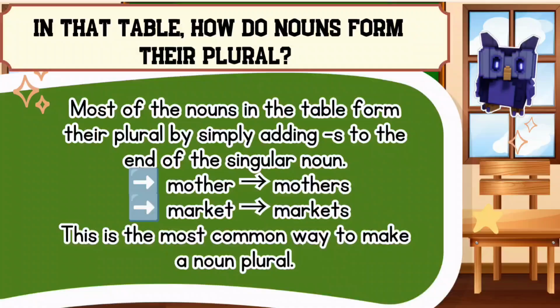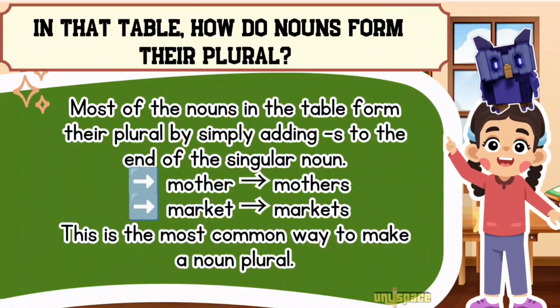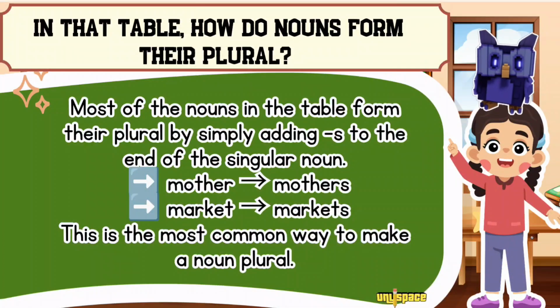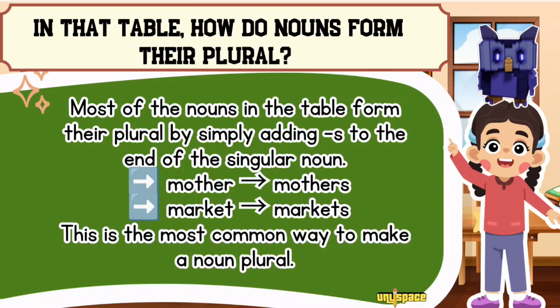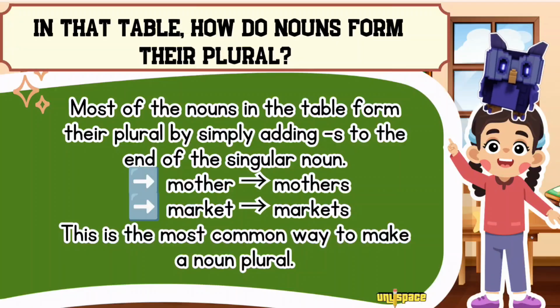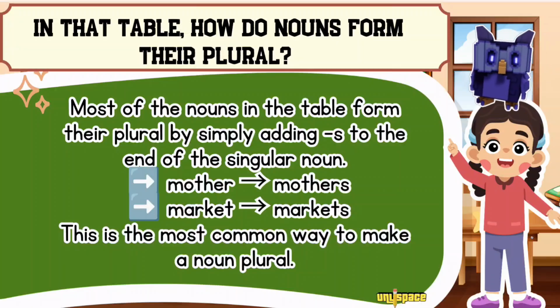In that table, how do nouns form their plural? Most of the nouns in the table form their plural by simply adding s to the end of the singular noun. Mother, mothers. Market, markets. This is the most common way to make a noun plural.